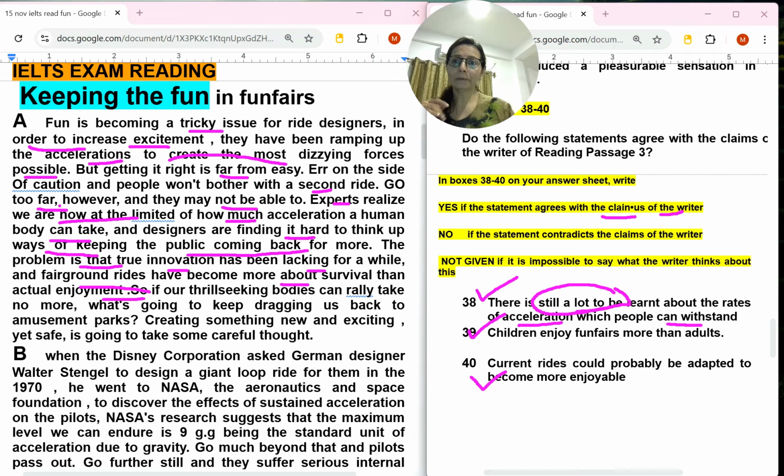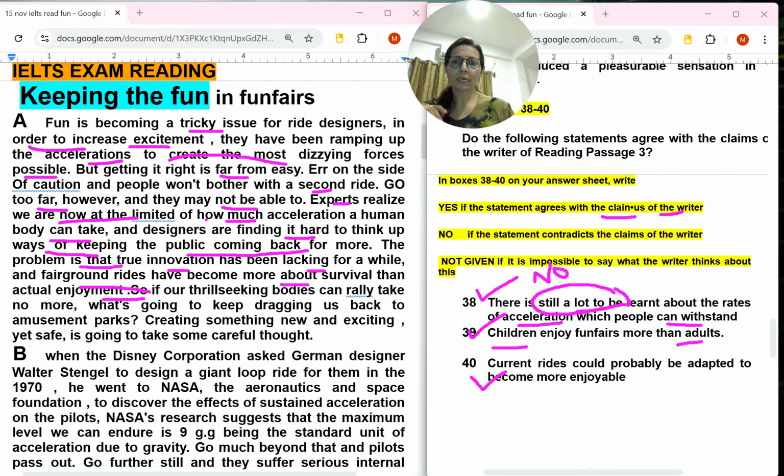In fact, they are saying experts realize we are now at the limit of how much acceleration a human body can take, and designers are finding it hard. Still, there is a lot to be learned, nothing is given like that. They are saying the opposite thing. And this line also: the problem is that true innovation has been lacking for a while. So I have selected no. Next statement: children enjoy fun fairs more than adults.